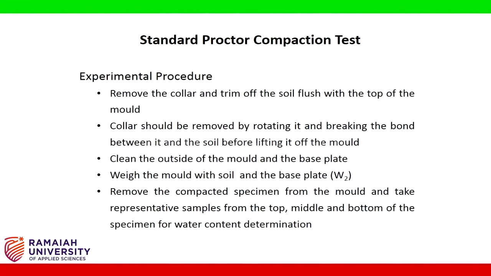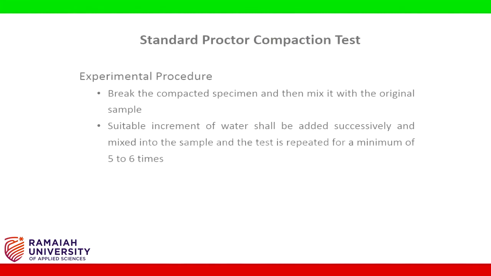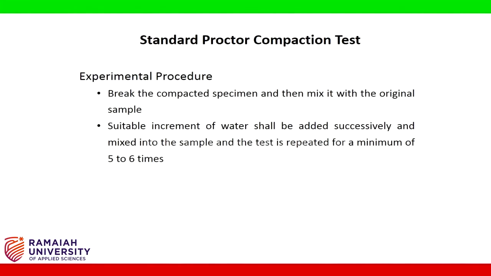Remove the compacted specimen from the mold and take respective samples from the top, middle and bottom of the specimen for water content determination. Break the compacted specimen and then mix it with the original sample. Suitable increments of water shall be added successively and mixed into the sample, and the test is repeated a minimum of 5 to 6 times.